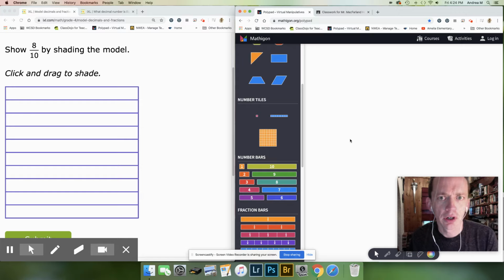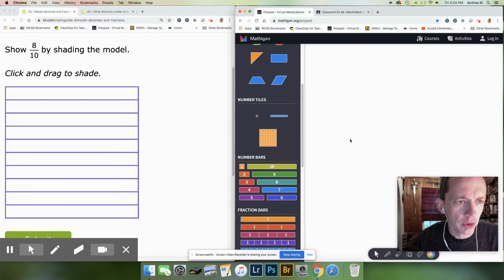All right, so here we are with our Activity 2 lesson. This is going to be an introduction to fractions and decimals, and how those can be written and how those are modeled.